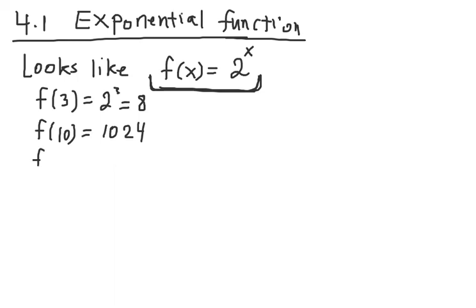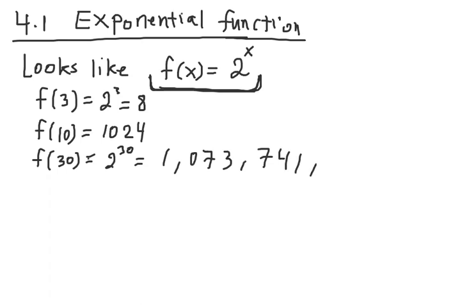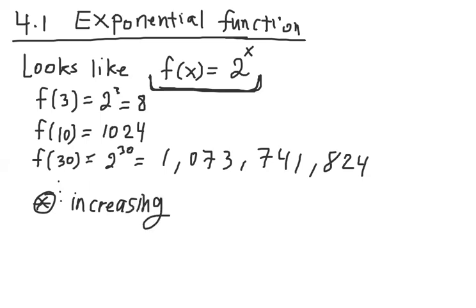And for example, f of 30 gives me 2 to the 30, and this number equals 1 billion something, 0, 7, 3, 7, 4, 1, 8, 2, 4, and so on. This means this function is increasing quickly. This is a good property for this function, increasing quickly.